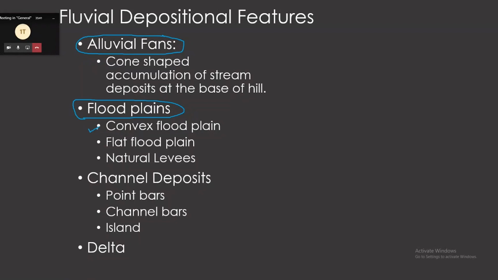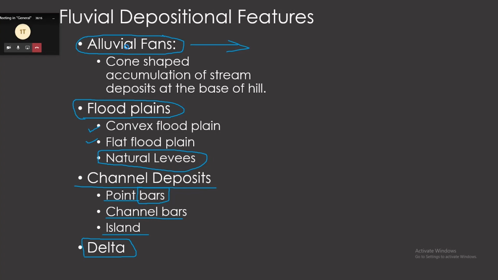There are three different varieties of floodplains, either convex, concave, and there is one feature we call a natural levee. This is a comparatively elevated surface towards the river. Then there are deposits within the channel that we call bars, sand bars, sometimes a point bar, sometimes a channel bar, or sometimes an island. And the last one is the delta, which is deposited at the mouth of the river. Okay, so we are going to see them one by one. First, we are going to see an alluvial fan.